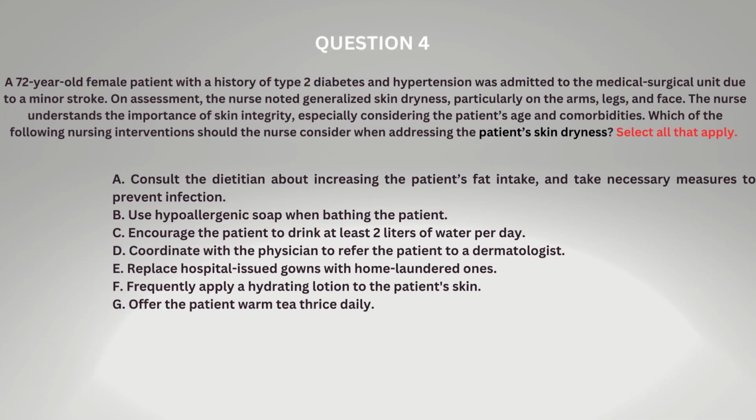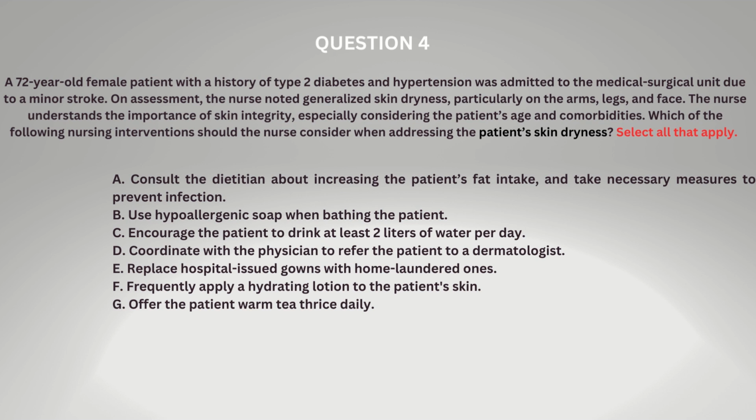A 72-year-old female patient with a history of type 2 diabetes and hypertension was admitted to the medical surgical unit due to a minor stroke. On assessment, the nurse noted generalized skin dryness, particularly on the arms, legs, and face. The nurse understands the importance of skin integrity, especially considering the patient's age and comorbidities. Which of the following nursing interventions should the nurse consider when addressing the patient's skin dryness? Select all that apply.